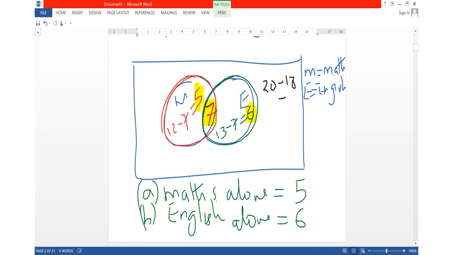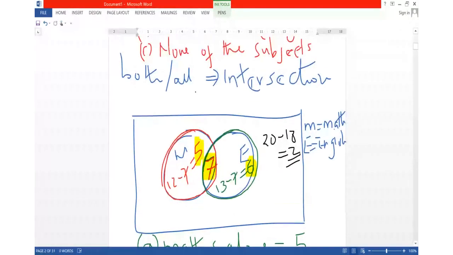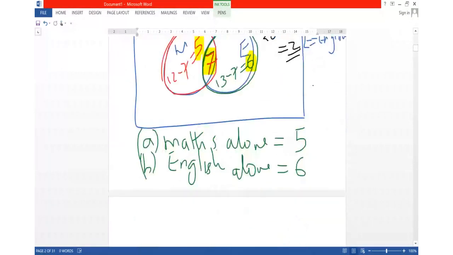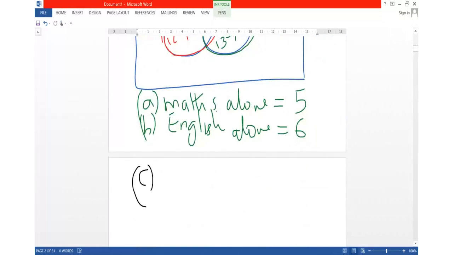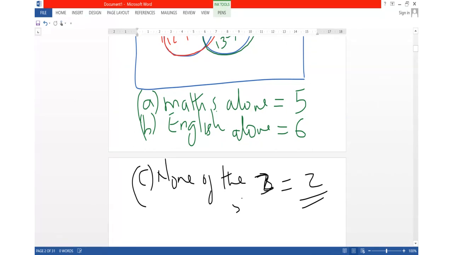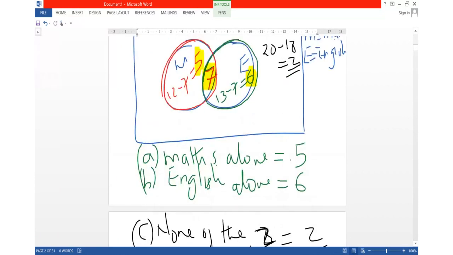So the two students will be found outside the what? Outside the circle, but they will still be inside the universal circle. And these students are the students who are what? Taking none of the three subjects, the two. So none of the three subjects will only be two students, and none of the two subjects will only be two students. You add up whatever is in the circles, and the deficit, you take it outside.